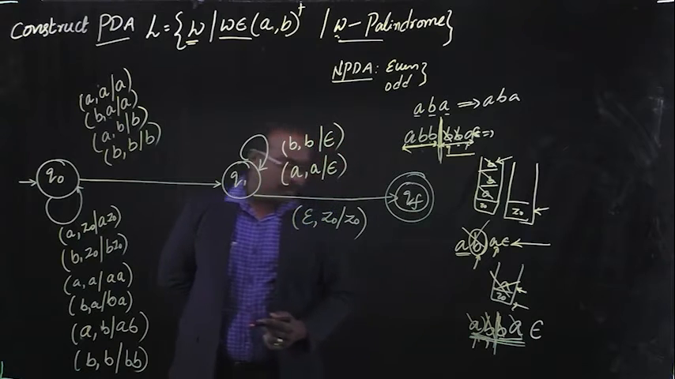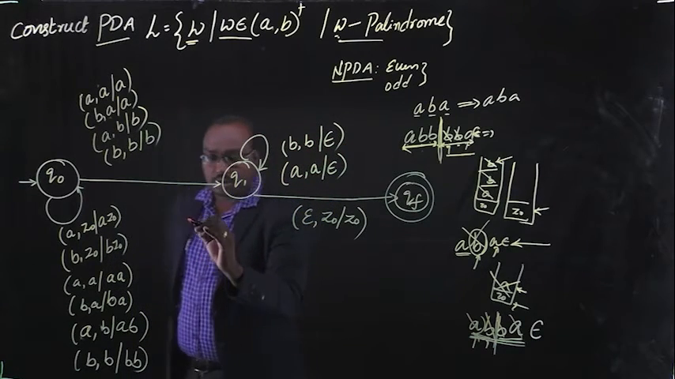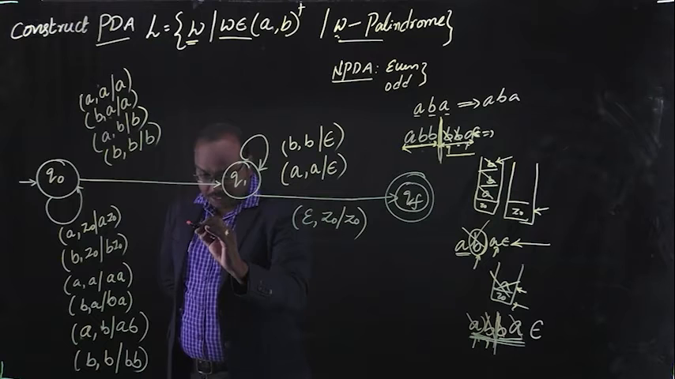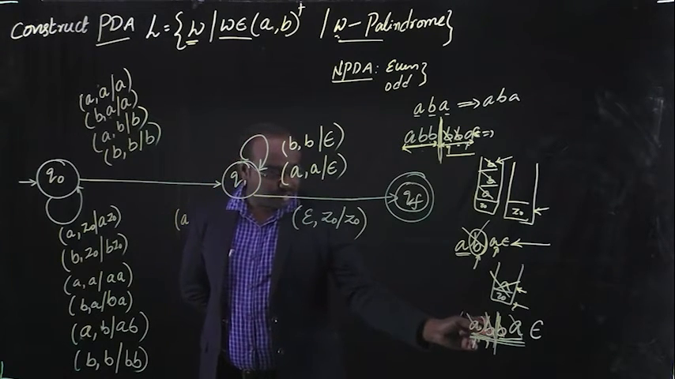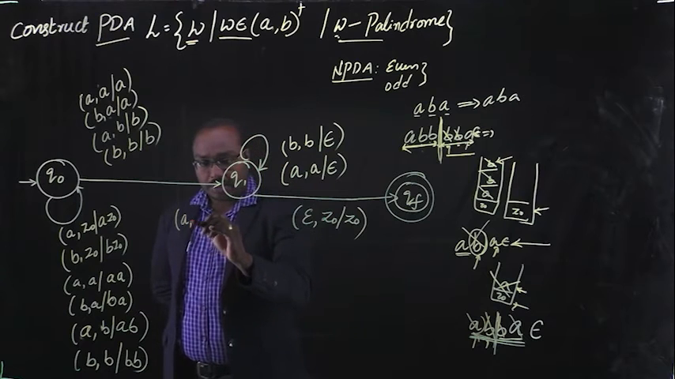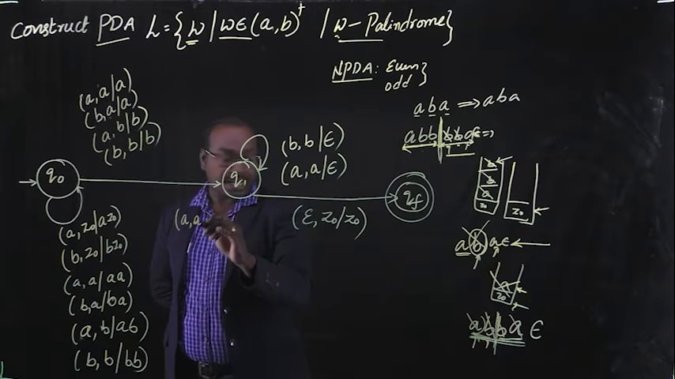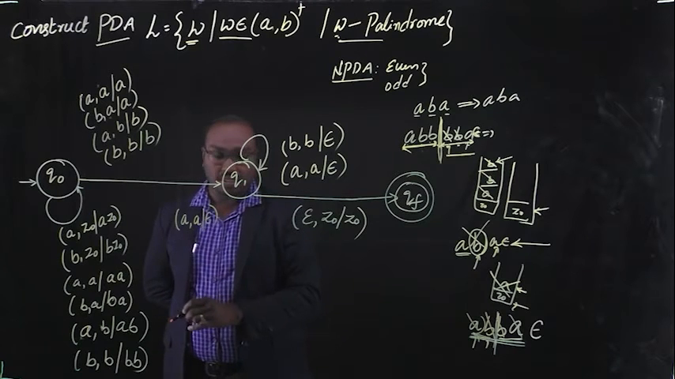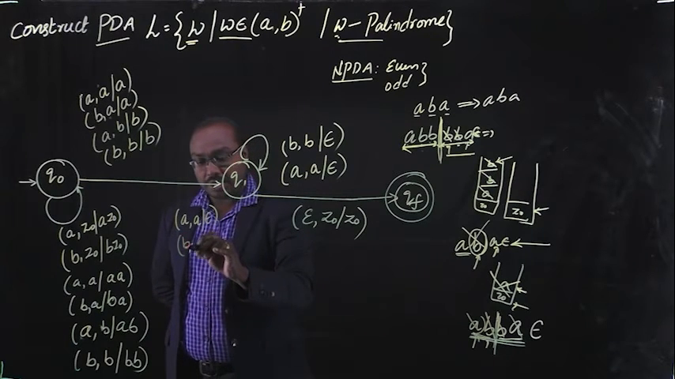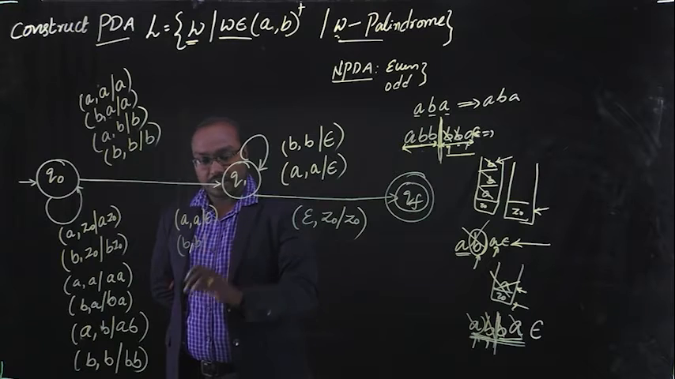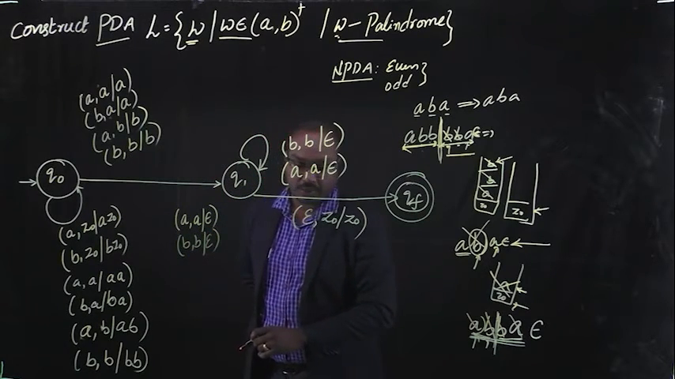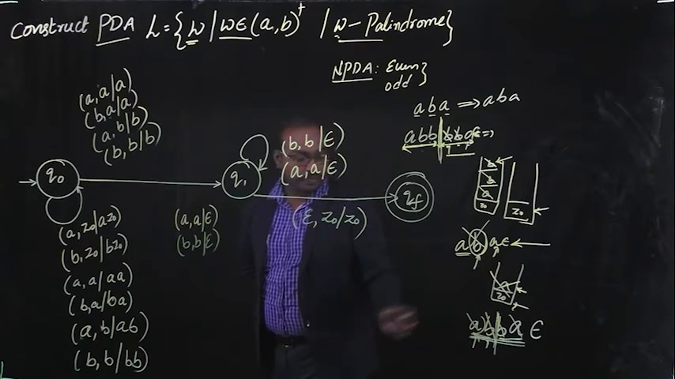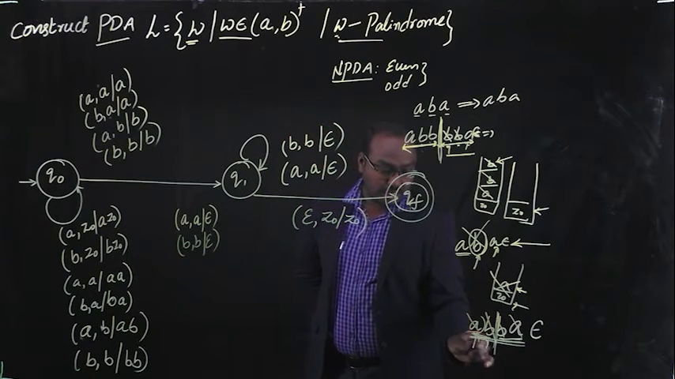So here there are two possibilities. If the input symbol is A and the top of the stack is A, then we have to pop that element from the stack. If the input symbol is B and the top of the element is B, then we have to remove that element from the stack. Okay, for example, A is on top of the element.